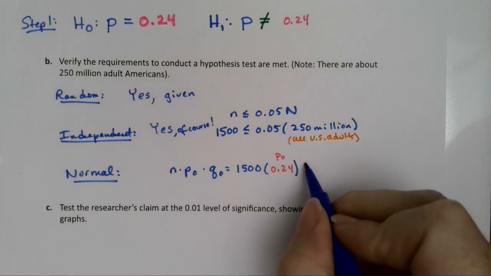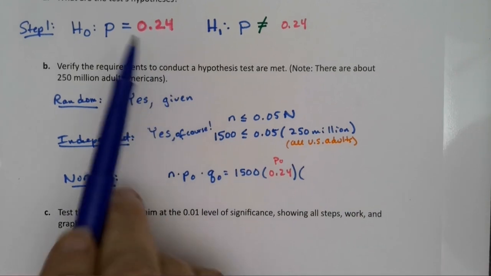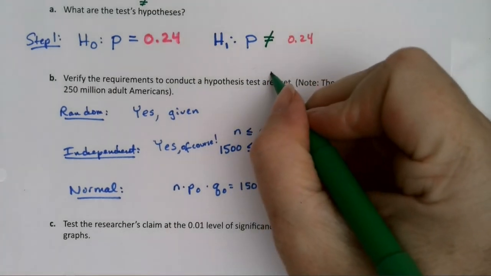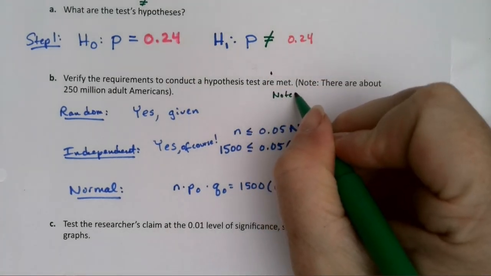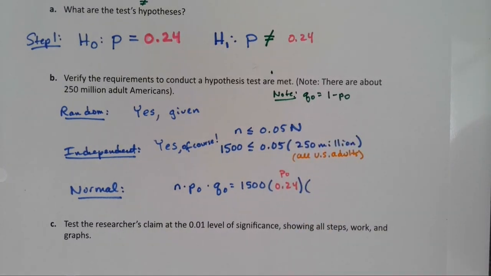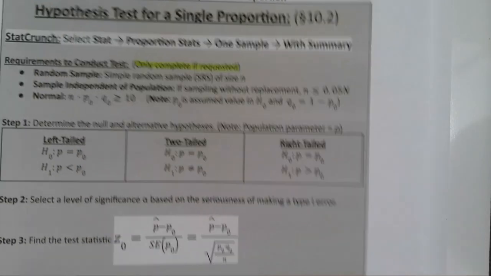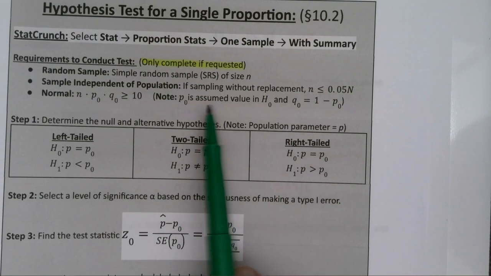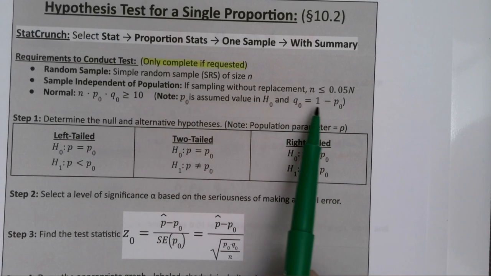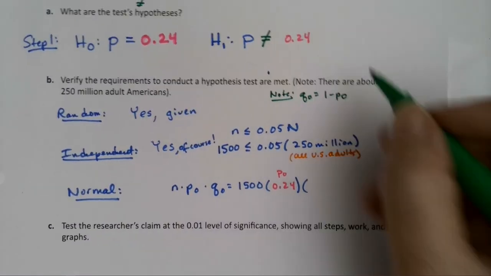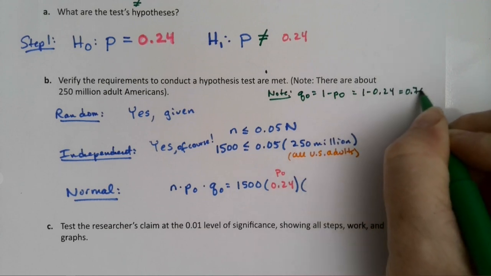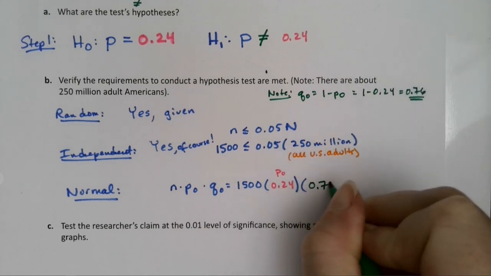Now Q0 we have to go find. Q0 is the complement of P0. So I'm just going to make a little note up here. Q0 is 1 minus P0. Right? We learned that technically back in chapter 8. Right, P and Q, actually chapter 6. P and Q are complements of each other. P is the probability of success, Q is the probability of failure. So we know that's the case. So Q0 would be 1 minus 0.24, which is 0.76. So this is 0.76 right here.